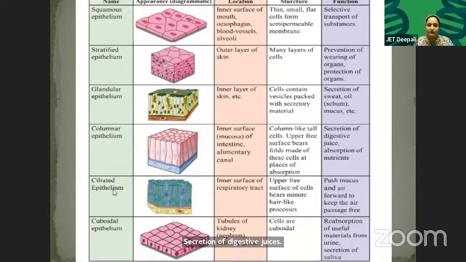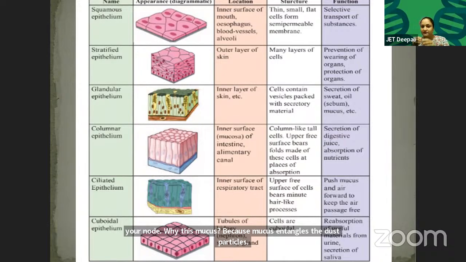Now ciliated epithelium. What is ciliated epithelium? Those cells that have cilia at their free ends. Location: inner surface of respiratory tract, bronchi, bronchioles. The upper free surface of cells bears minute hair-like processes. Also the inner surface of nose, nasal passage. Function: push mucus and air forward to keep the air passage free. There is some mucus inside your nose. Why this mucus? Because mucus entangles the dust particles and throws them out with that fluid.